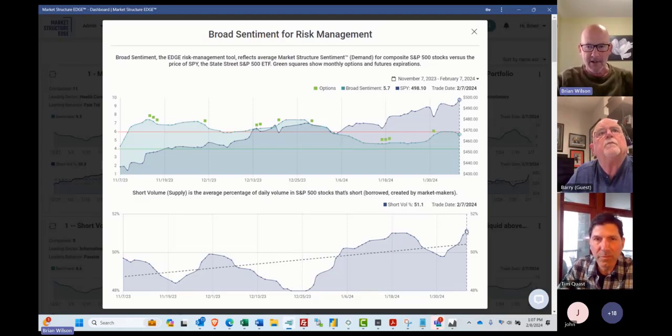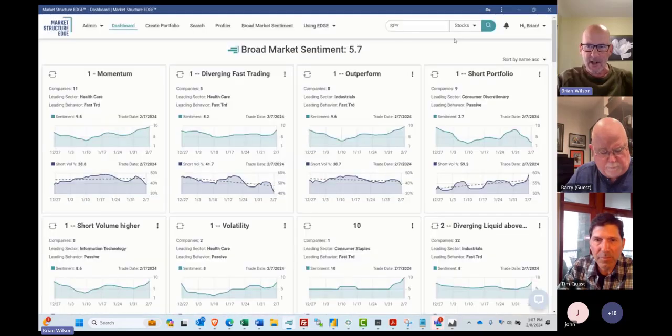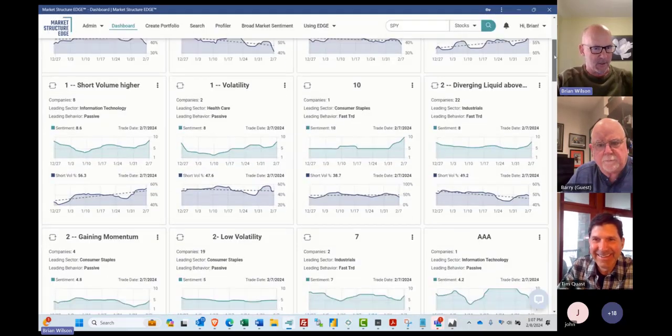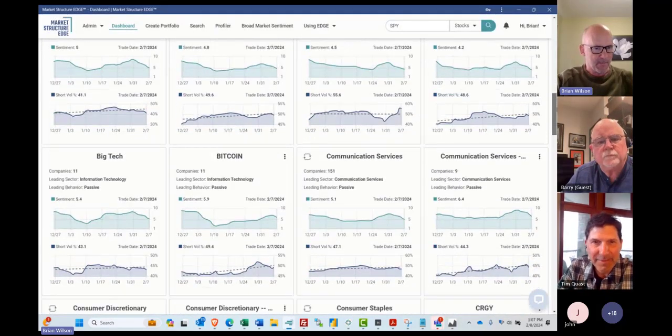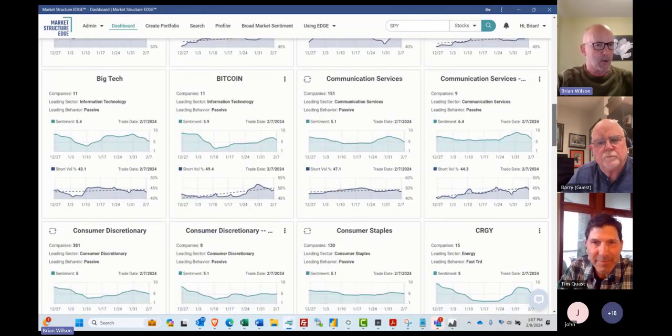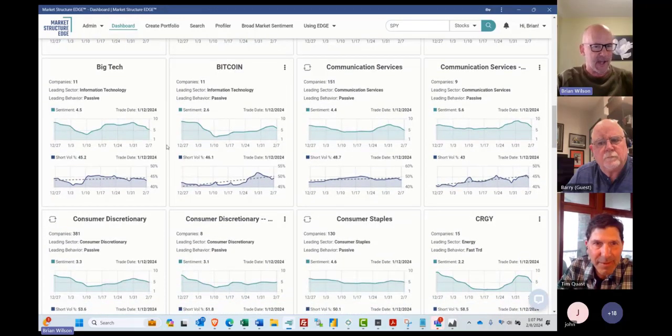Here's a qualifier to that statement that I just uttered, though. Look at what's happening in two portions of the market, which might dampen what would normally be, let's call it, downside. Look at what's happening in big tech.